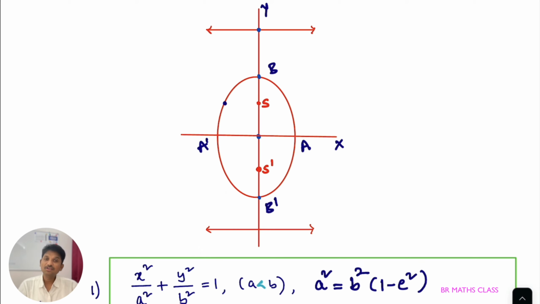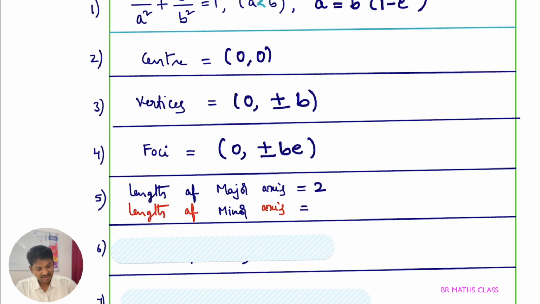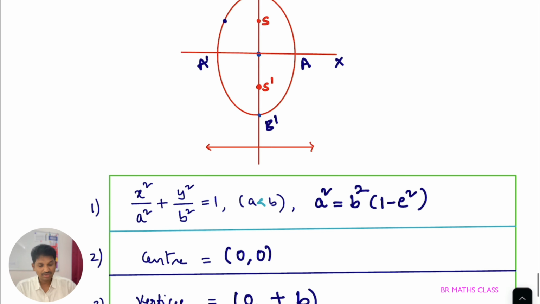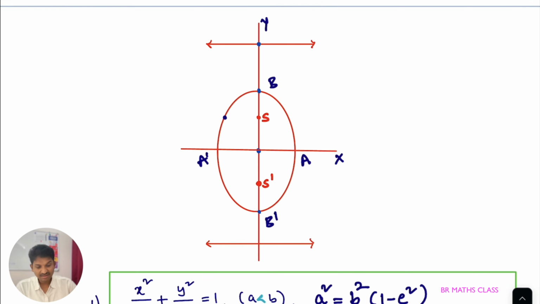Next is the length of the major axis and minor axis. See, this is the major axis. This length is b, this length is also b. So what is the length of the major axis? The length of the major axis is 2b. Okay. In this, the length of the major axis is 2b, and the length of the minor axis is 2a. See, this length is smaller. That's why this is the minor axis. What is the length of the minor axis? The length of the minor axis is 2a.